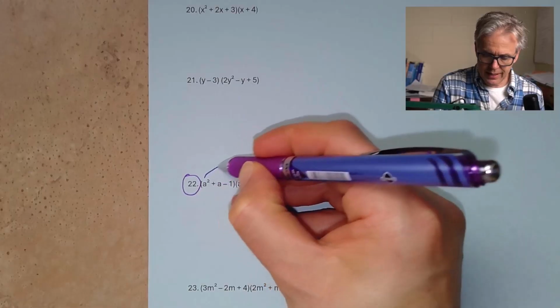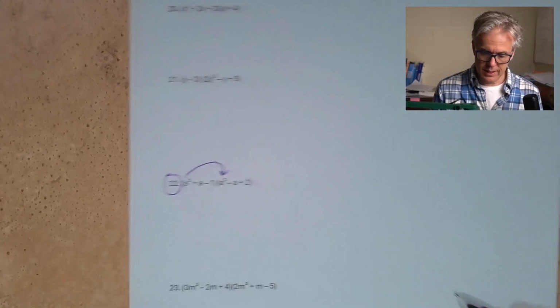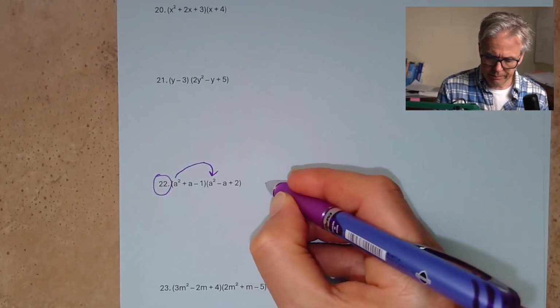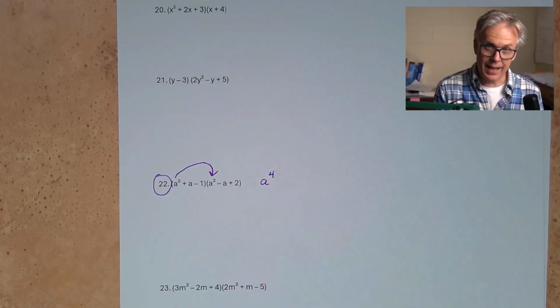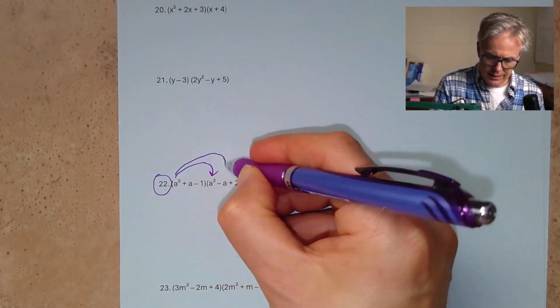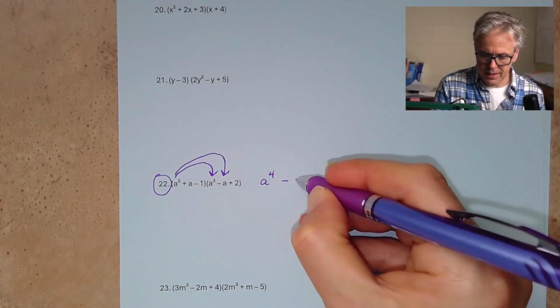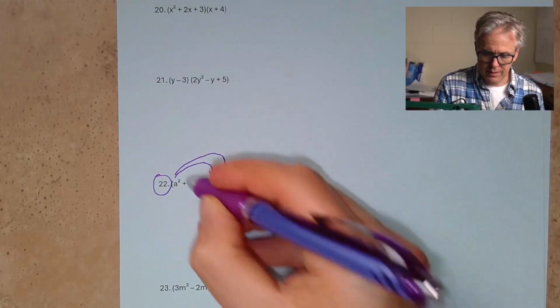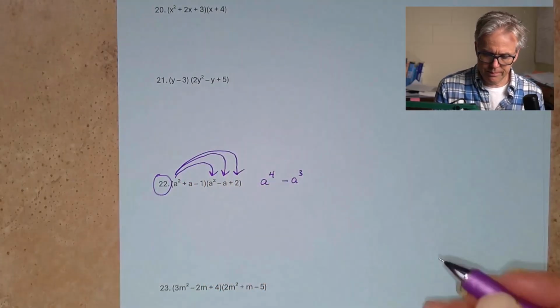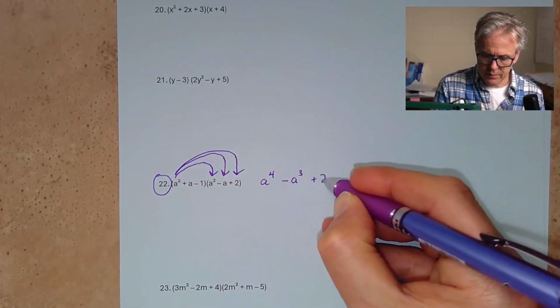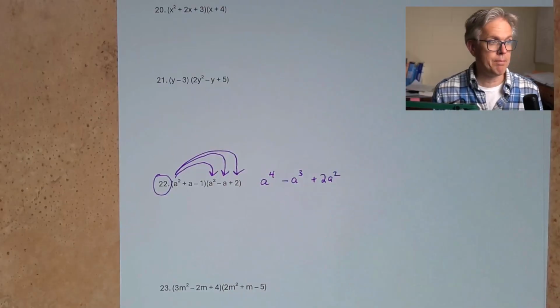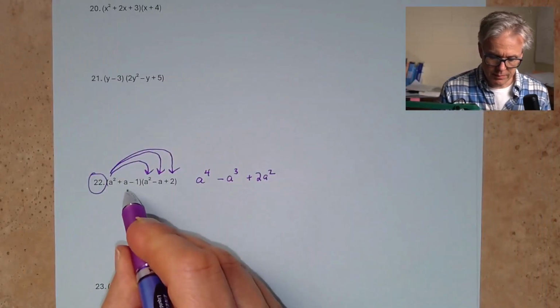So take the a times a squared. That's going to be what? A to the 4th. I add the exponents. And then a times a minus a cubed. And a squared times 2. It's going to be plus 2a squared. I hope I'm leaving myself enough room. And then move to the next term.